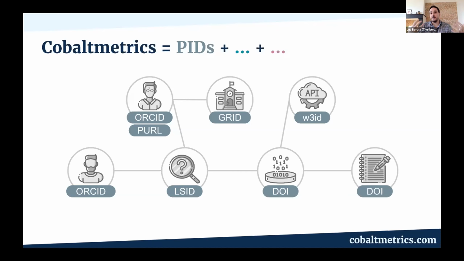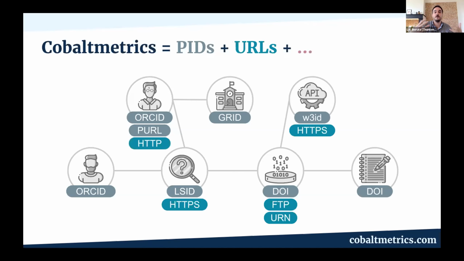What we add with Cobaltmetrics is an extra layer to access those nodes. So for example, we're going to give you HTTP, HTTPS, or FTP URLs that are not persistent, but that we know from trusted sources can be used to enter the graph. So FREYA is going to provide the internal logic, and we're going to give you more access points.